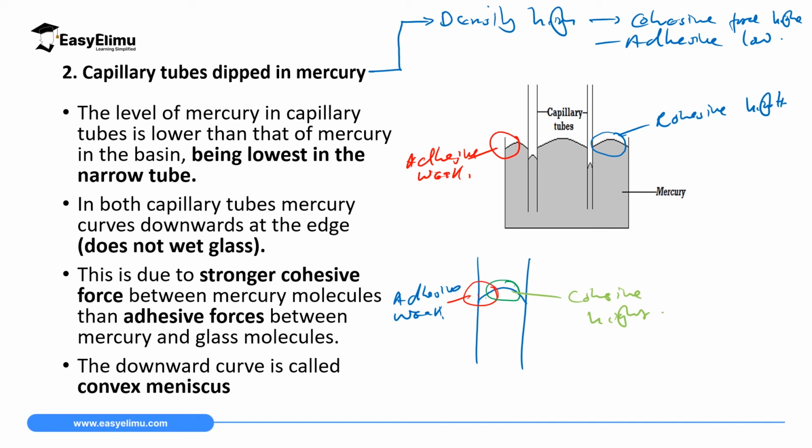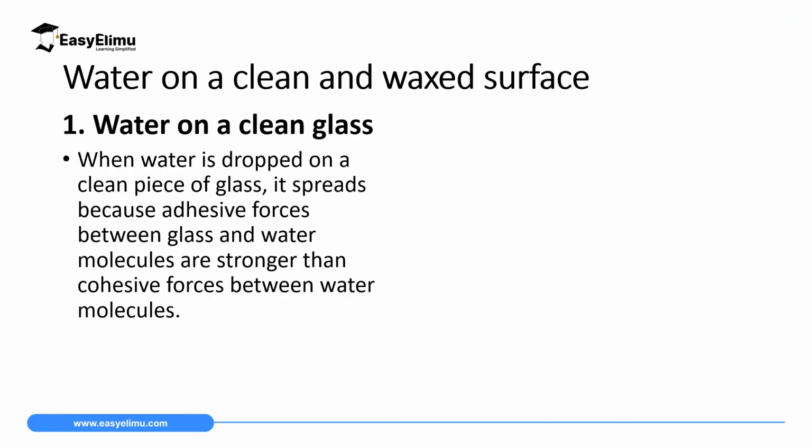And now a meniscus which is formed like this, we call it a convex meniscus. A convex meniscus is a meniscus which is formed when a liquid has higher cohesive force than adhesive force and it bends downwards. Now, another scenario where you can compare adhesive and cohesive force is when you have water on a clean surface and water on a waxed surface. A waxed surface means it's a surface which was clean and then we applied oil.